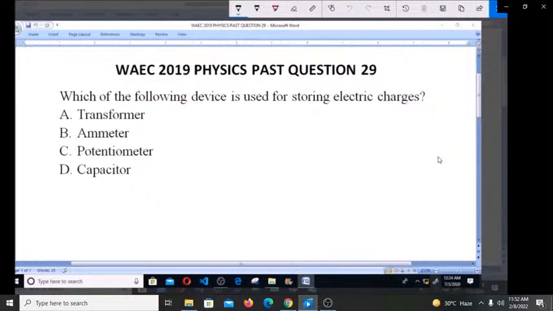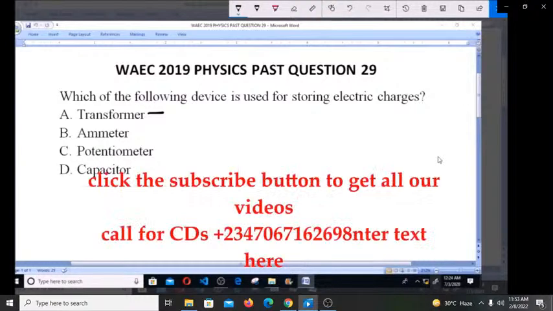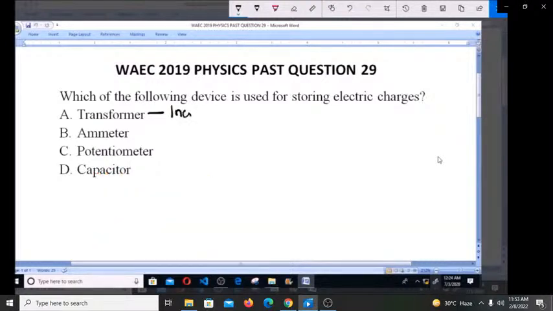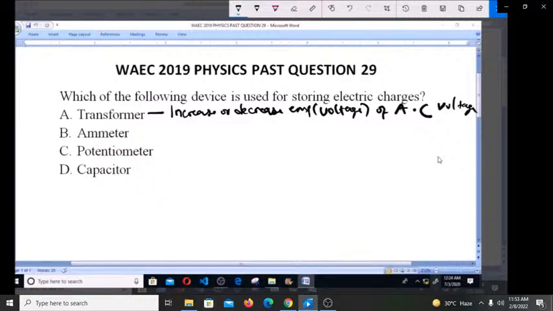Now, a transformer is a device used in changing the size of an AC voltage. It increases or decreases the EMF of an alternating current. So this one is used to either increase or decrease the EMF or voltage of an AC current or AC voltage. So that's what a transformer does.